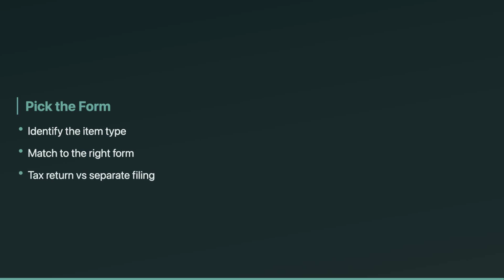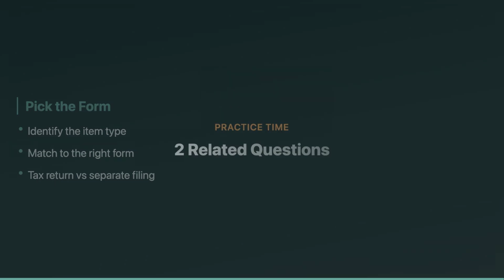A practical way to choose the form is to ask two questions. First, what is the item? An account, an asset, a gift or trust, or a corporation? Second, where does it get filed? Outside the tax return, like FBAR, or attached to the 1040, like 8938, Schedule B, 3520, and 5471. On the EA exam, they'll often mix facts, so you pick the best matching form, not just the most famous one.